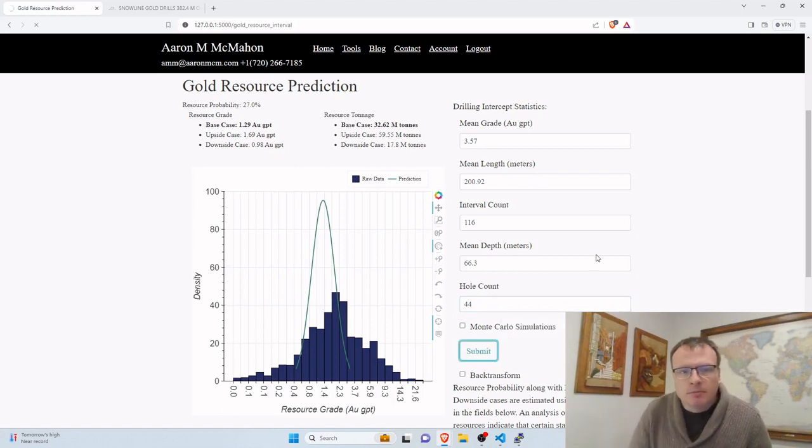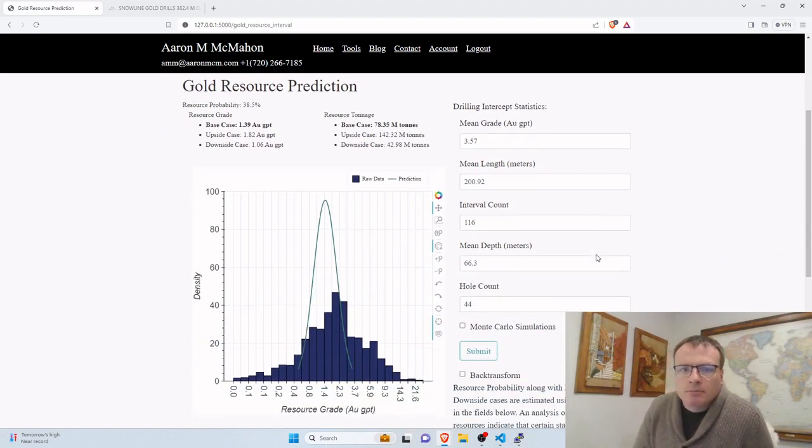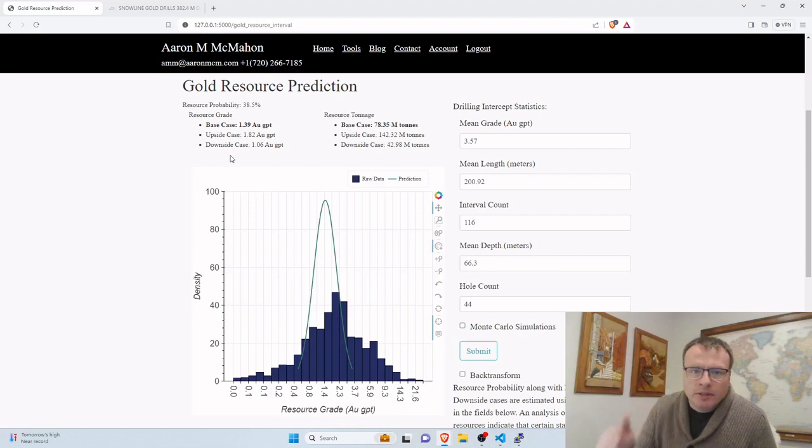Once those numbers are in, we just hit submit, and the machine learning predictive models in the background are going to take that information and make a guess as to what the grade and the tonnage of a resource might be. Since it's really a range of possibilities, we're giving you multiple numbers here. In this summary table, we'll see base case, upside, and downside cases for the grade and tonnage.